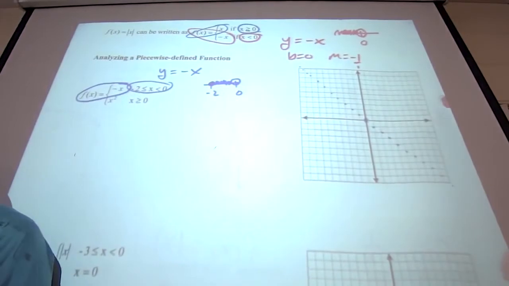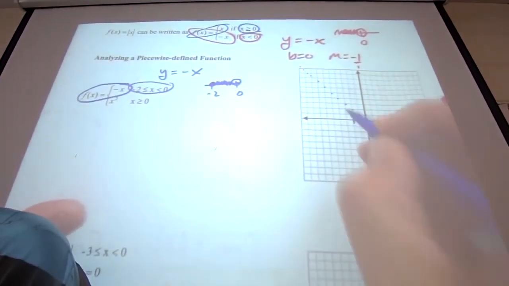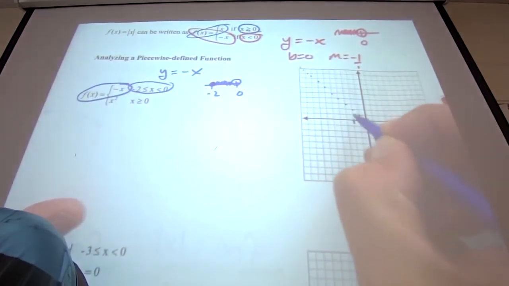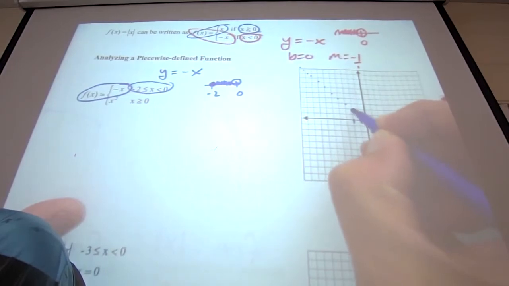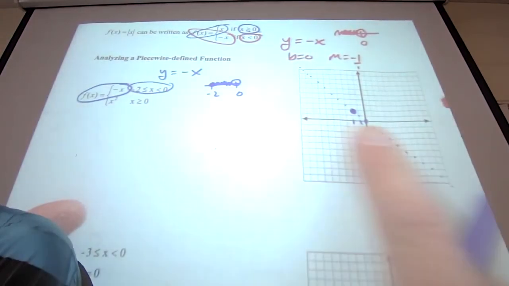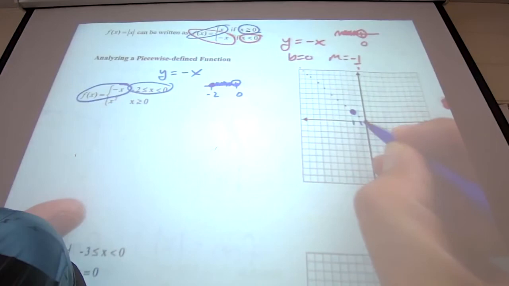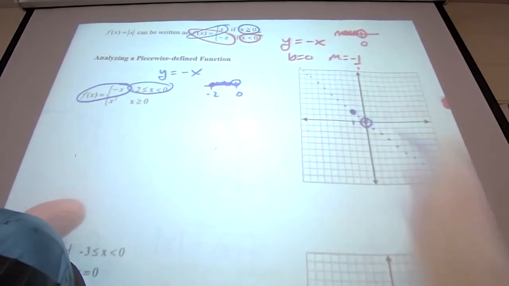So I'm going to go to my graph. Okay, I find negative 2, 2, and I go to that dot. So this dot is at negative 2, 2, right here. That's going to be a solid dot. Okay, then I go to 0. So in this case, on this line, I'm at 0, 0, and now I make an open dot.